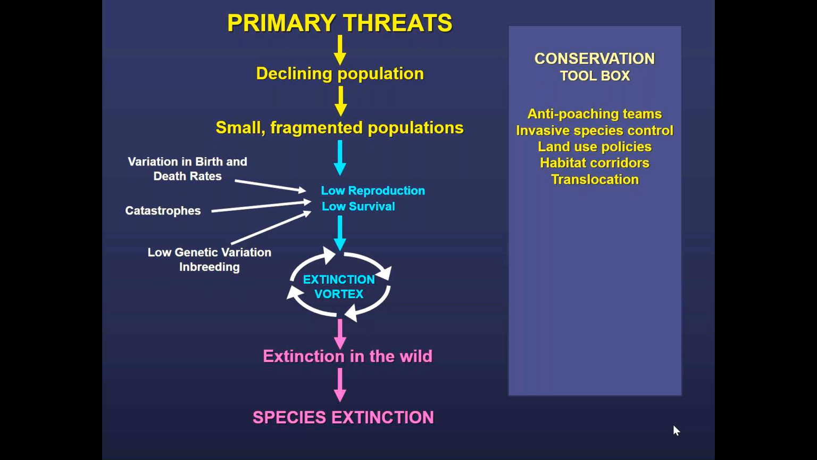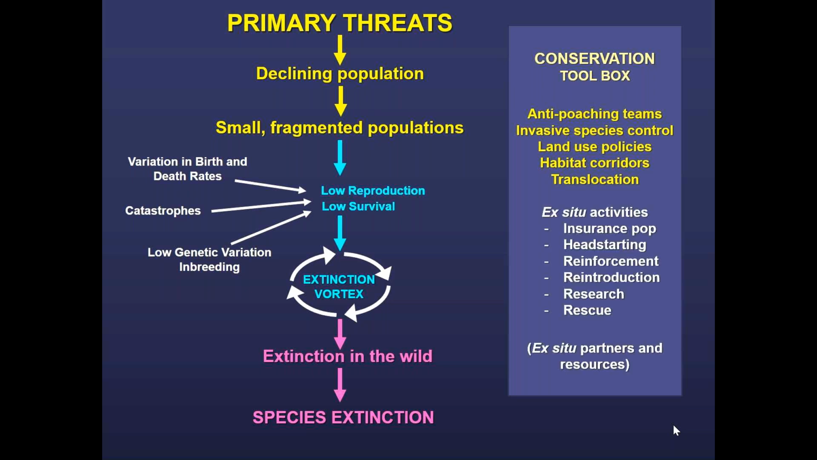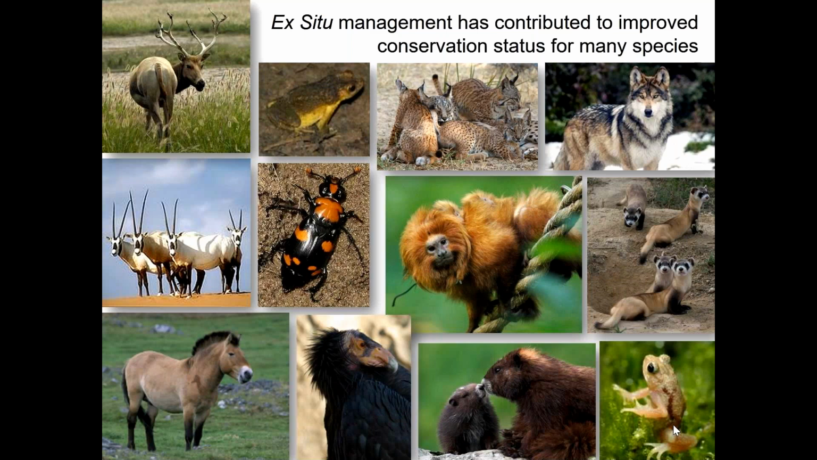And so our conservation toolbox that deals with primary threats often deals with the upper part of this flow chart. XE2 activities can intercede anywhere along this flow, but they often deal more with the lower part of this chain towards extinction. So we know XE2 management has contributed to the conservation of many species, and it's improved their status in the wild. And many of you may be familiar with many or all of these examples.